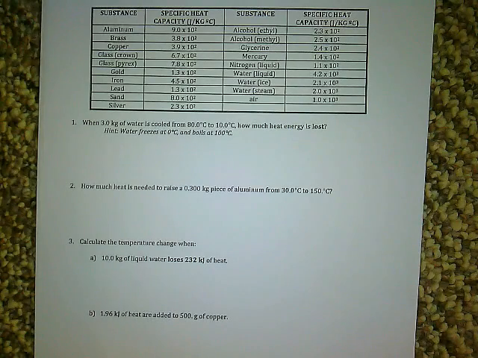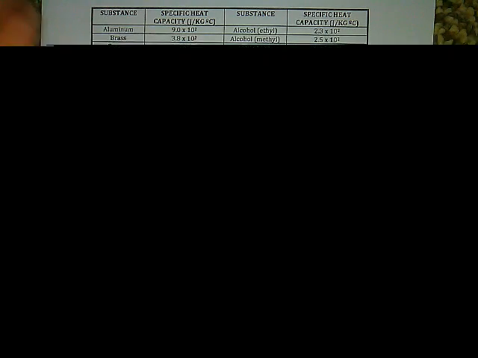Okay, guys, we're going to go ahead and talk through a couple more of these practice problems. This gets a little bit easier because you see now we've got the specific heat table right in front of us. So let's start with number one. When 3.0 kilograms of water is cooled from 80 to 10 degrees Celsius, how much heat energy is lost?